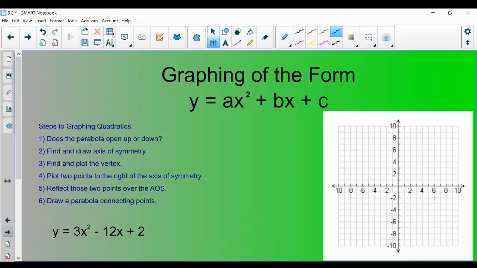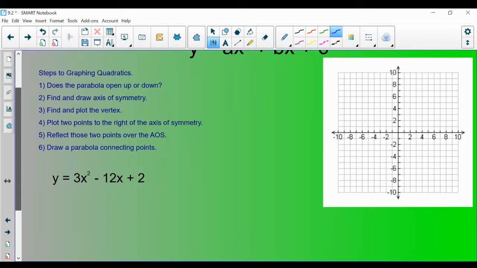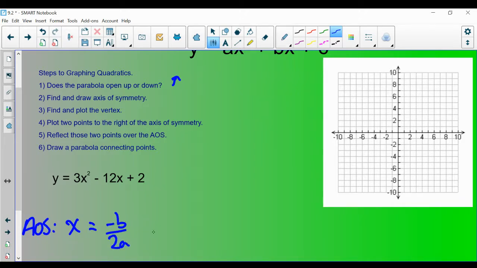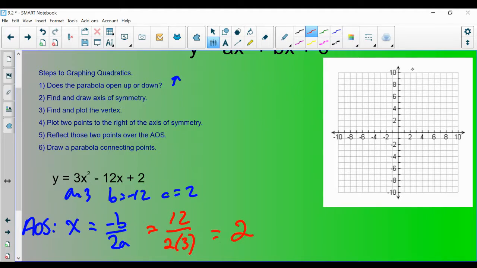Let's look at another example of this. I know this is a lot, so we'll take it slow. Hopefully we will understand this. This one is going to open up because the a term is positive. Step 2 says to find and draw the axis of symmetry. Remember, the formula for axis of symmetry is x equals -b divided by 2a. a is 3, we know b is -12, and we know c is 2. So I should be able to plug these numbers in. -(-12) is just going to be +12 over 2 times 3. 12 over 6 is 2. So our axis of symmetry in this problem is going to be right here at 2.